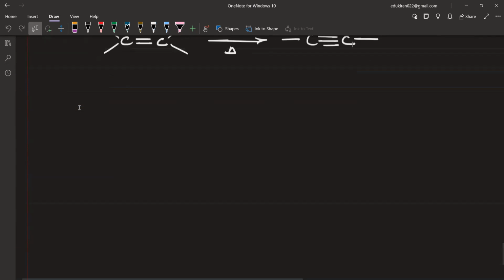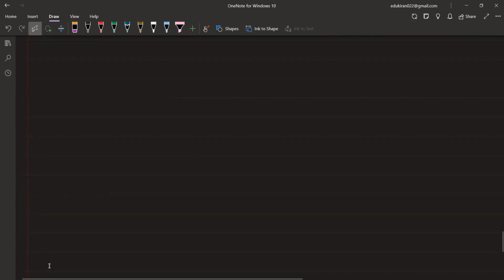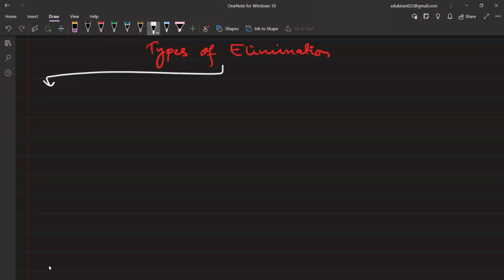Just like you have SN in two cases, in the same way elimination can also be of two types. Please write here types of elimination. Now I'm not going into very much detail of these types of elimination because it is not in your syllabus. You don't even have to remember the factors affecting the two cases. So we have E1 and E2 again. Unimolecular elimination, bimolecular elimination. In unimolecular elimination, there are two steps. First step is formation of carbocation.